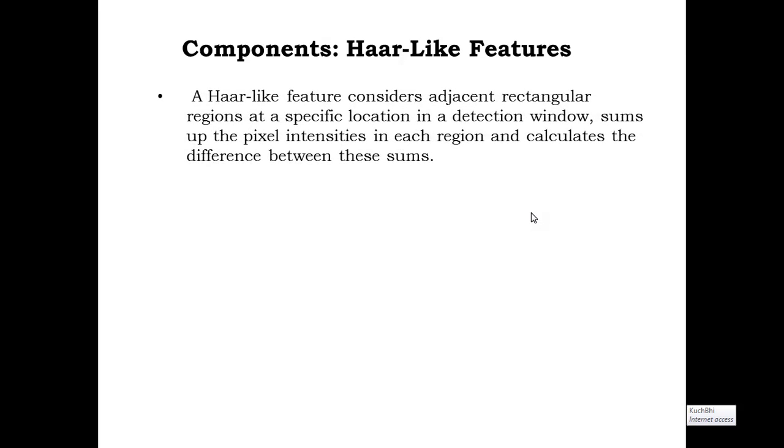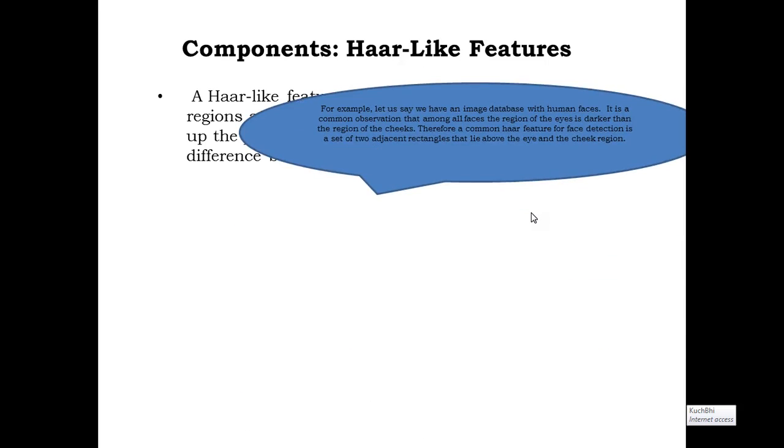Okay, so the fundamental concept behind this technique is the use of Haar-like features. They are the components that actually make up this process. Let's see what they are. A Haar-like feature considers adjacent rectangular regions at a specific location in a detection window, sums up the pixel intensities in each region and calculates the difference between these sums. For example, we have an image database with human faces. It is a common observation that among all faces, the region of the eyes is darker than the region of the cheeks. Therefore, a common Haar feature for face detection is a set of two adjacent rectangles that lie above the eye and the cheek region.